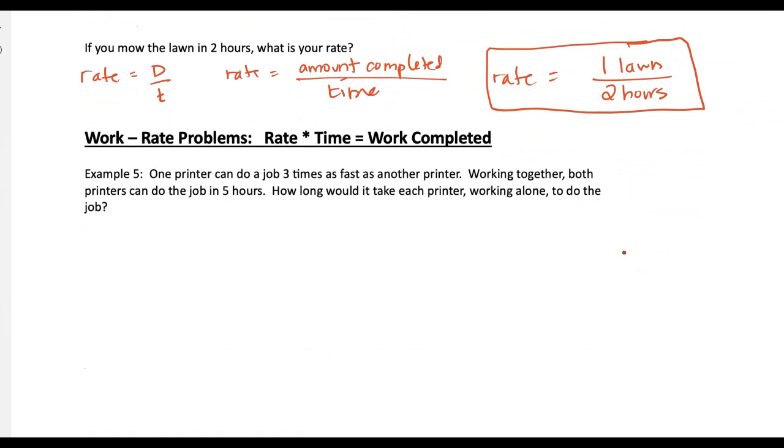Example 5. One printer can do a job 3 times as fast as another printer. Working together, both printers can do the job in 5 hours. How long would it take each printer working alone to do the job?